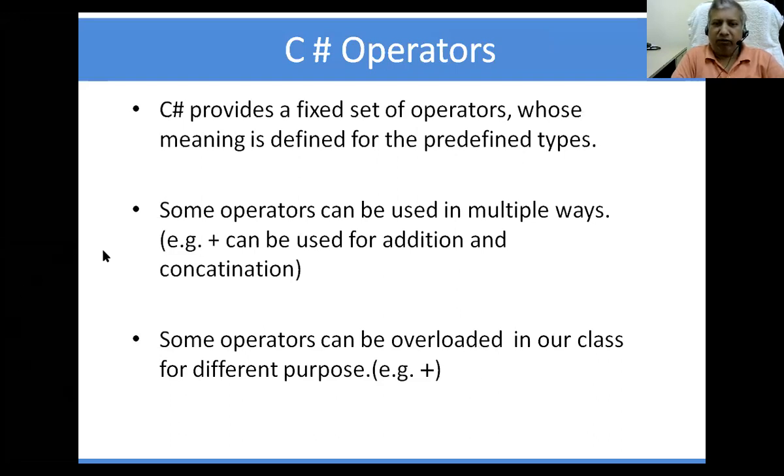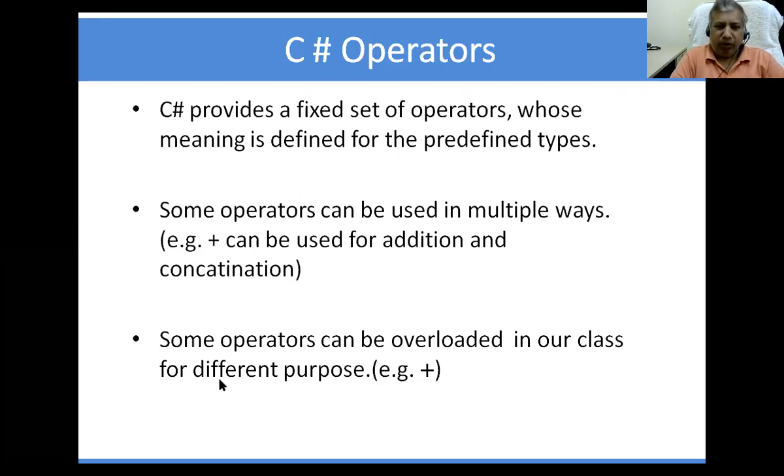Now, some operators can be used in multiple ways. For example, plus is one operator. It can be used as addition of two numbers, as well as concatenation of two strings. In the last program we already used this plus sign to join two different strings. How exactly it works as an addition operator and at the same time a concatenation operator, we will discuss at the time of the program.